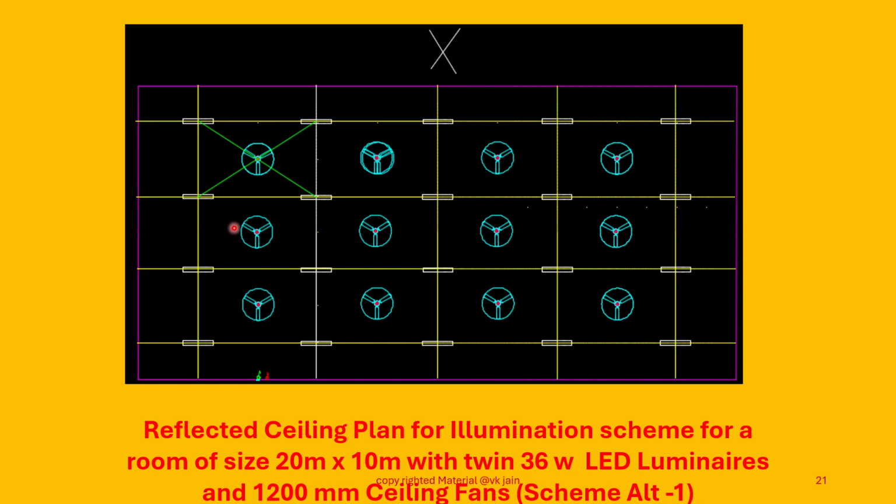Friends, I forgot to mention that such plans in AutoCAD or otherwise are known as reflected ceiling plans. Now this is the reflected ceiling plan for an illumination scheme for a room of 20 meter by 10 meter under consideration, provided with twin 36 watt LED luminaire and 1200 ceiling fans. So as calculated, we require 12 number of ceiling fans.